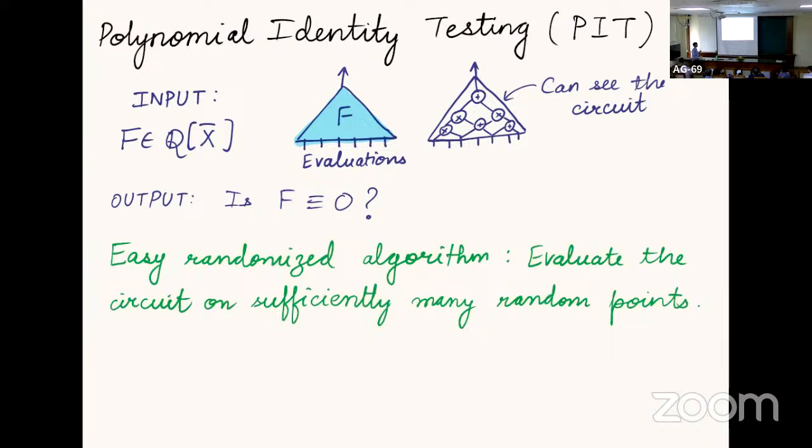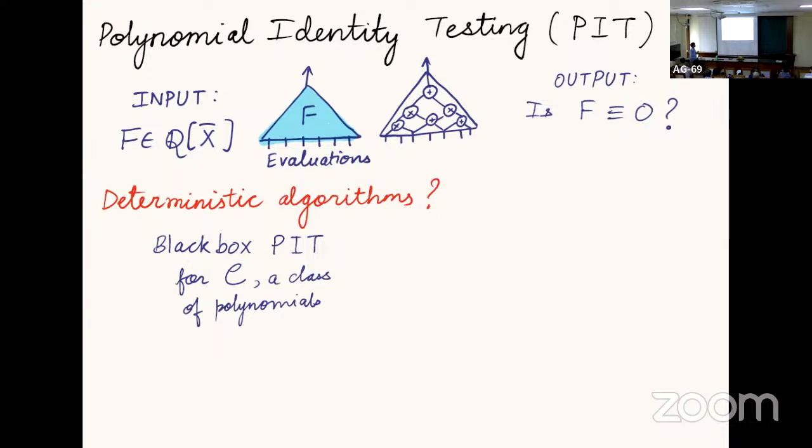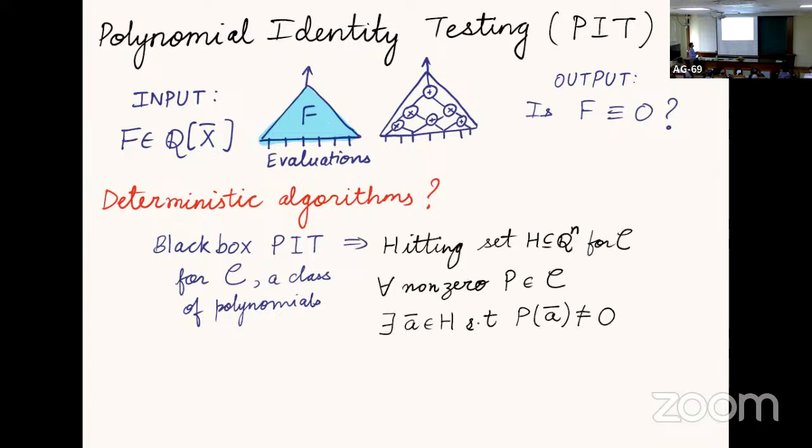There is a randomized algorithm, which you also saw in Renald's talk, which is to just evaluate the circuit on sufficiently many random points. By the Schwarz-Zippel lemma, if the polynomial is non-zero, you will get a non-zero evaluation. But what about deterministic algorithms? So let's talk about the black box setting where you're allowed to do evaluations. Getting black box PIT algorithms for a certain class of polynomials is essentially the same as constructing hitting sets for that class of polynomials.